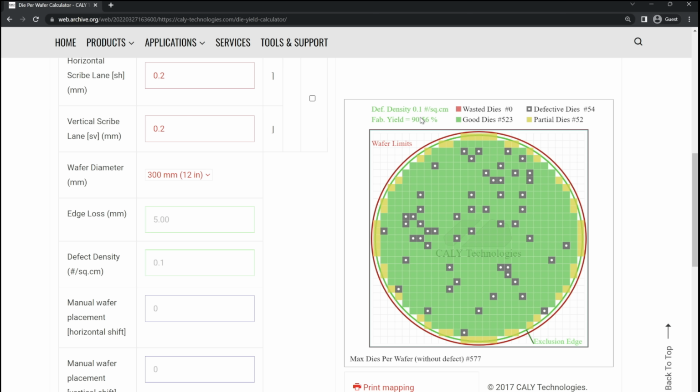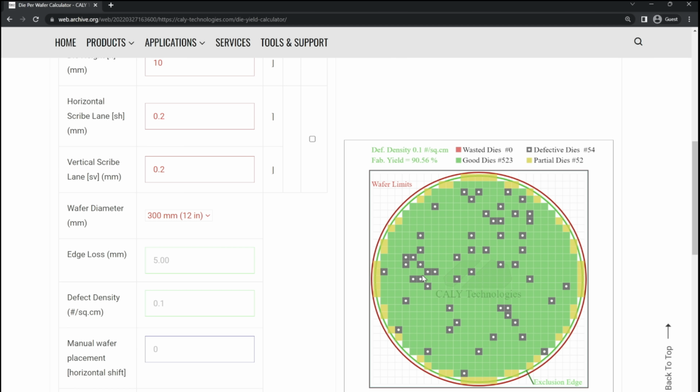So at the top here, we can see the number of good dies, partial dies, defective dies, and wasted dies. Normally this fab yield percentage is when we take the good dies plus partial dies, so that's the maximum number of dies per wafer without defect, and it's the portion of good dies into that defect metric.